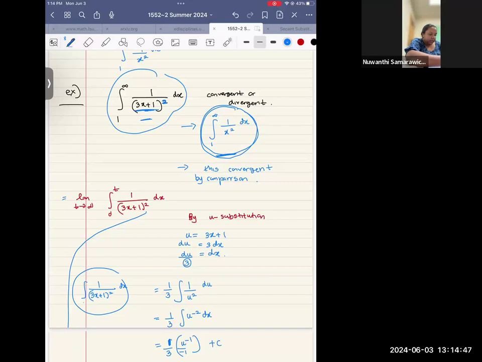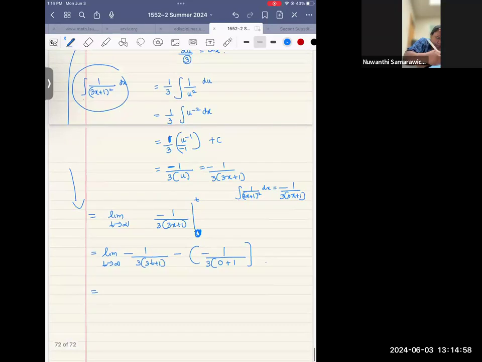I'm sorry, here it should be... So the question was here, you see, there's a 1 here. So it is 1. The lower limit is 1, sorry. So it should be 1. So this is 3 multiplied by 3 is just 1.